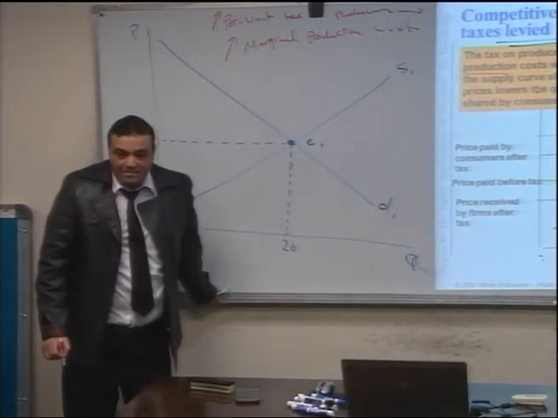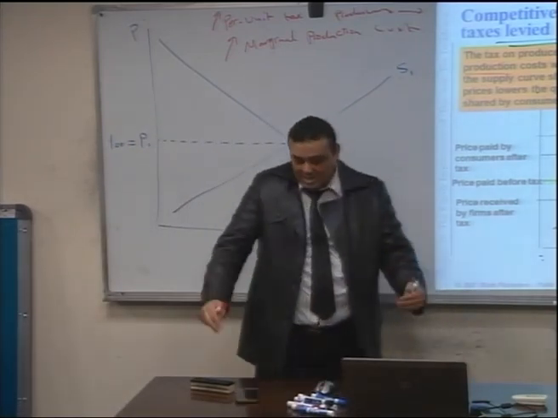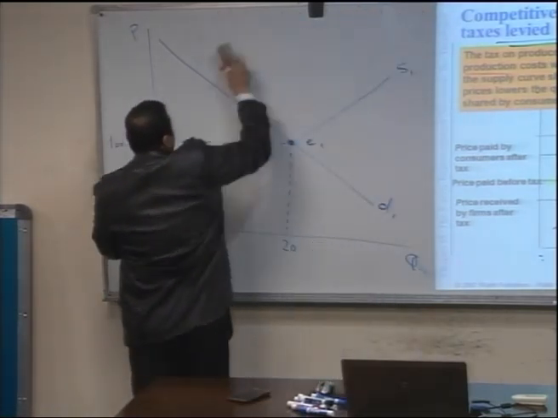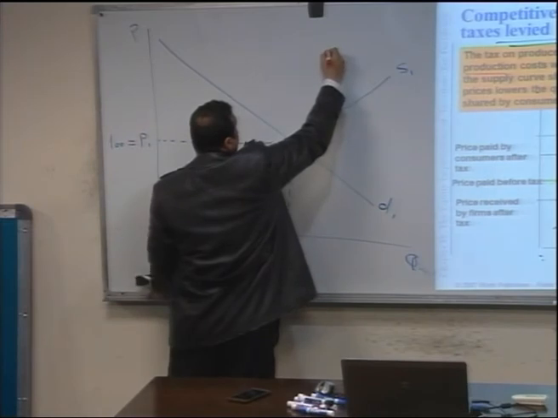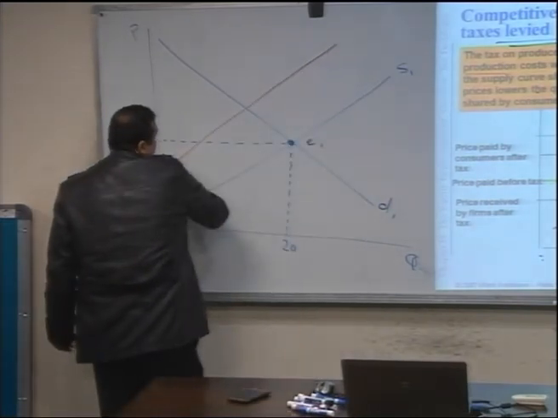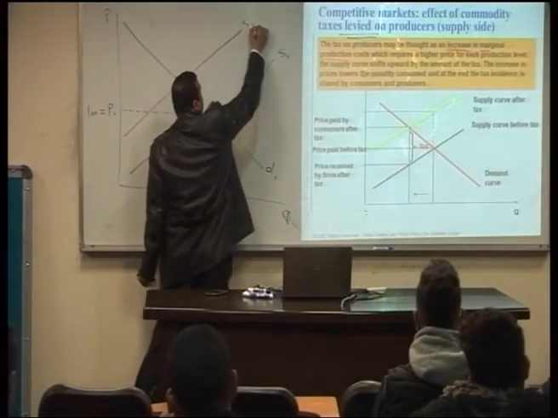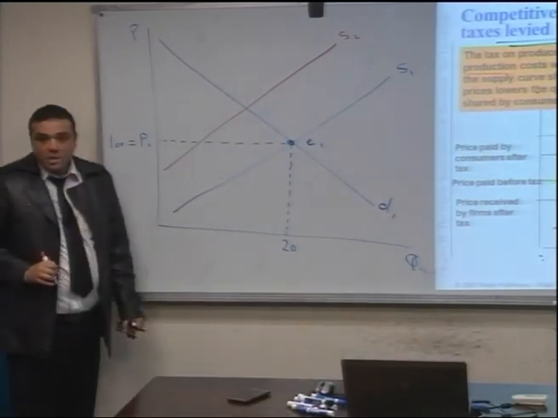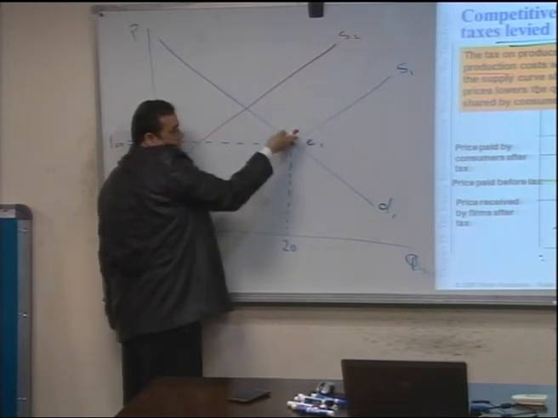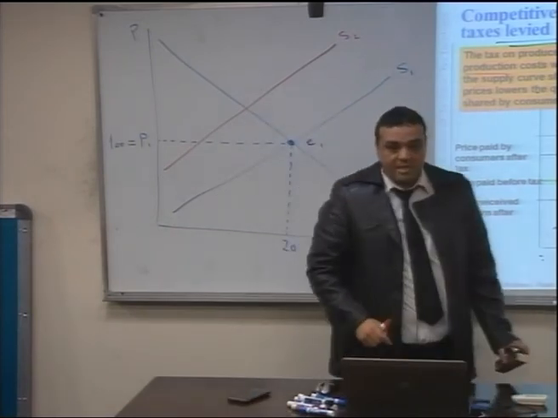Supply curve shifts left. Right? Their ability to produce went down, the profits went down. So the supply curve shifts left, parallel to the original supply curve. This is S2. The vertical distance between S2 and S1 is the value of the tax, or the per unit tax.